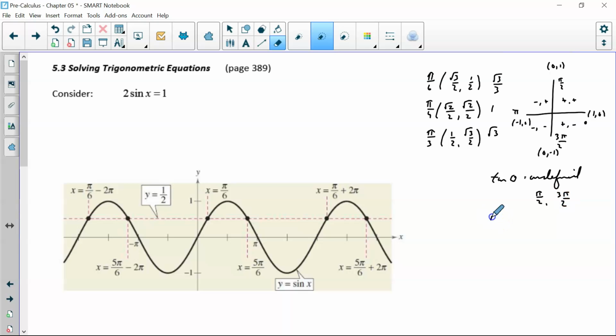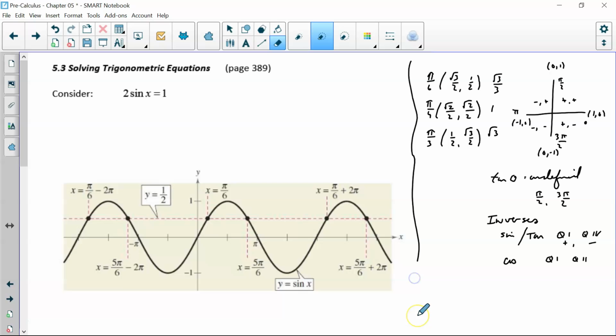When we're looking at the inverses, for sine and tangent, we're looking at quadrant 1 if they're positive, quadrant 4 if it's negative. For cosine, we're looking at quadrant 1 and quadrant 2. So keep that in mind. Now, there's a lot going on here, so you're going to need to use this for reference.